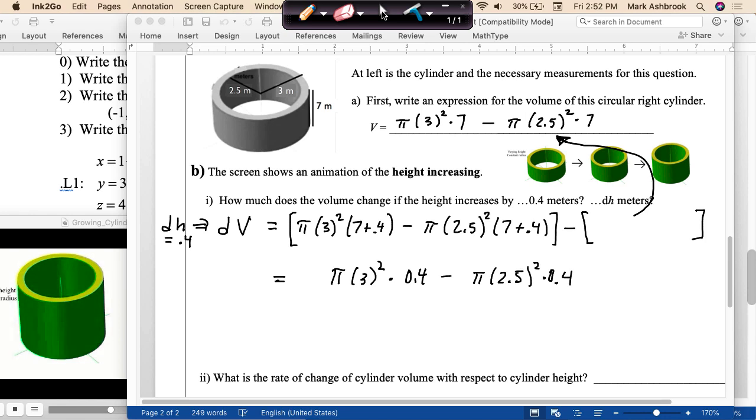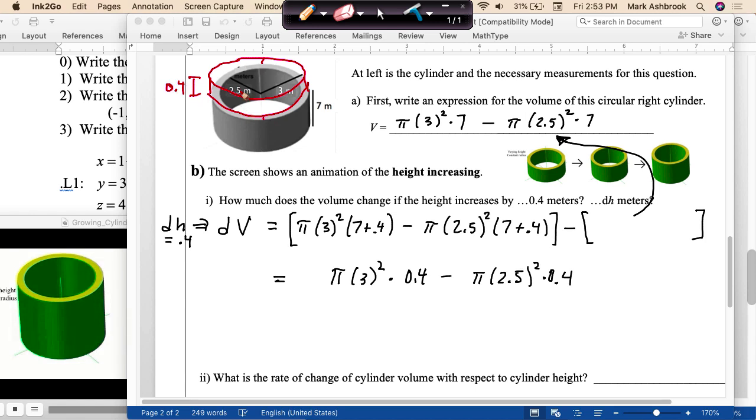I wrote these, and it makes sense, but I don't understand why this and this are equal, because you still have the 7 that you started with. So when it changes by 0.4, I'll draw it in red. When it changes by 0.4, the whole thing just gets a little taller, right? So it's like we got another little cylinder that has a height of 0.4. So it increased by 0.4.